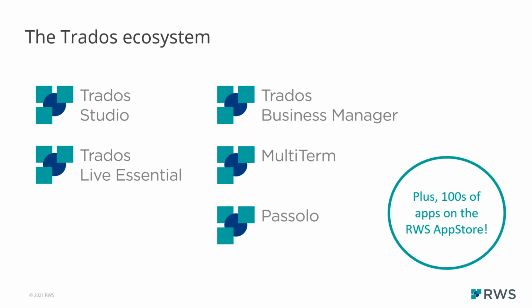Lastly, on this slide, I just wanted to also highlight that we have something called the RWS App Store. The App Store is our unique platform for showcasing and sharing applications, which any Trados customer can download and install. And these are mostly for free. With these apps, you can customize and extend the functionality of your Trados software to improve your translation processes, to help you operate more efficiently and effectively.